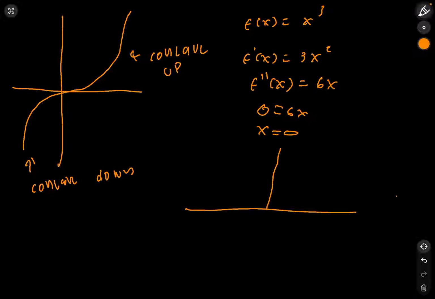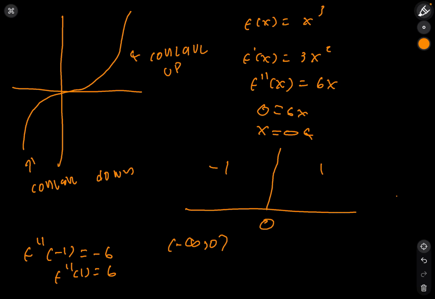So since our critical point for f prime of x is x equals 0, we do the same thing, get our values in. Now we do f double prime of -1 is equal to -6. And then f double prime of 1 is equal to 6. So what that tells us is that from negative infinity to 0, f of x is concave down. And from 0 to infinity, f of x is concave up. Isn't that just so cool?